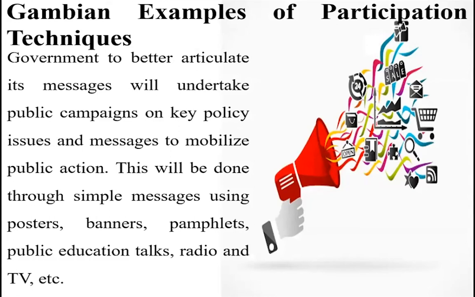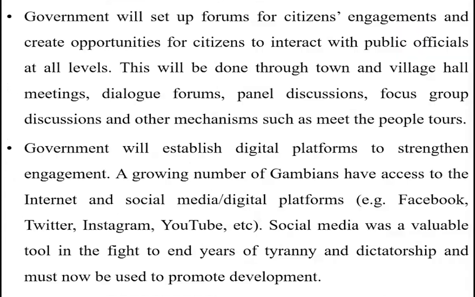Now, in the last plan, the 2018-2021 plan, there are a number of techniques which government identified and actually used. Government decided at that time that they would use public campaigns on key policy issues and messages to mobilize public action. This would be done through simple messages, using posters, banners, pamphlets, public education talks, radio, and television in various parts of the country.